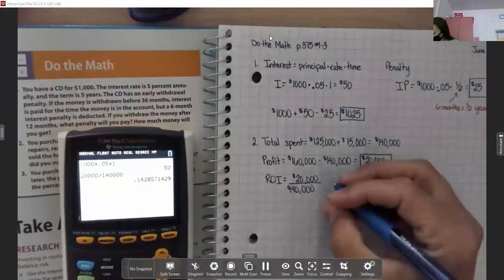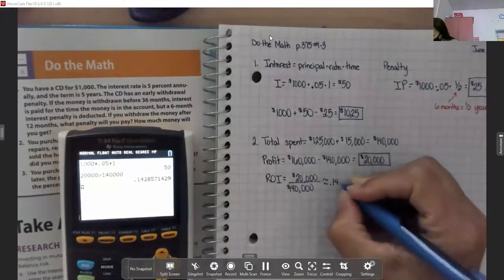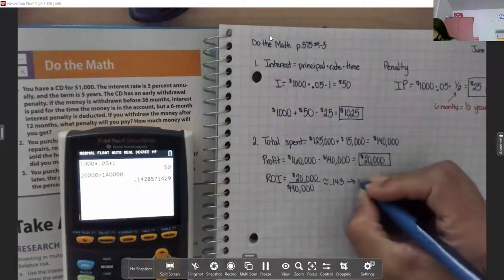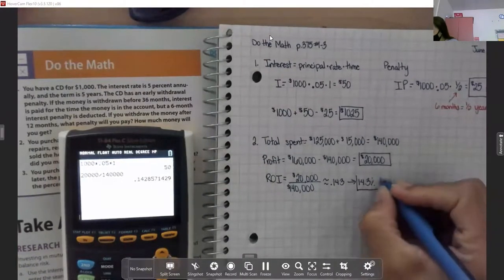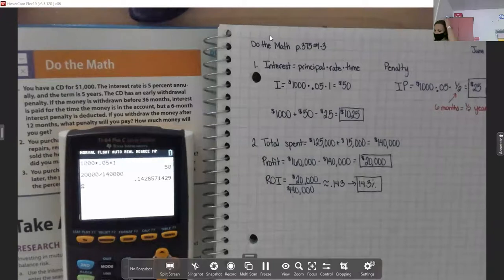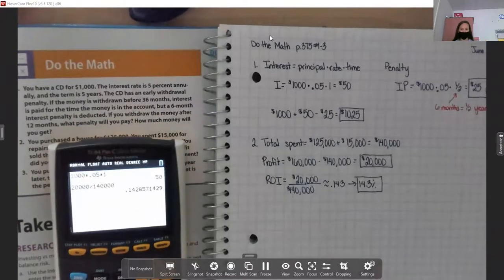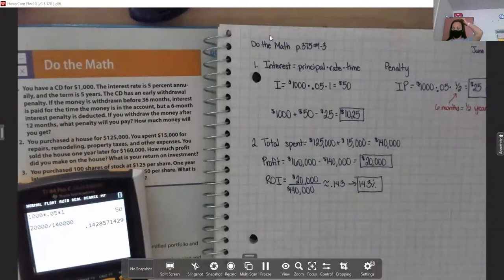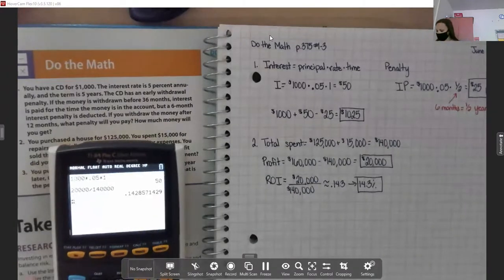So it's about 0.143 or 14.3%. If you just wrote that as 14%, fine. The directions don't specify how many decimal places, so it doesn't matter. But 14.2 would be incorrect because after the 2 is an 8.